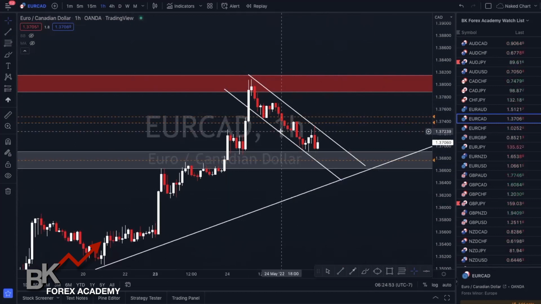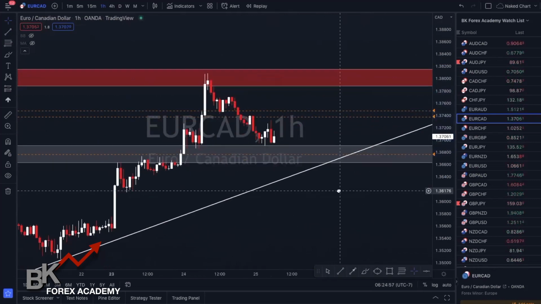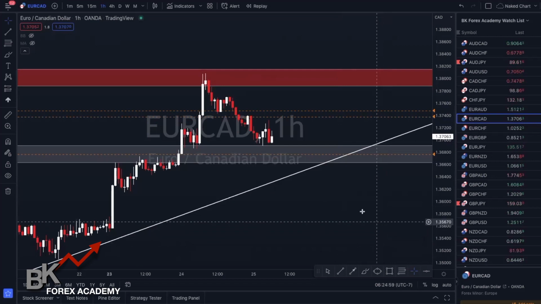So I'm looking for the market to continue to push up based on the analysis that I made on the higher time frame. Okay, so let's just go step by step, and we will monitor how this trade plays out, and you can watch me step by step.